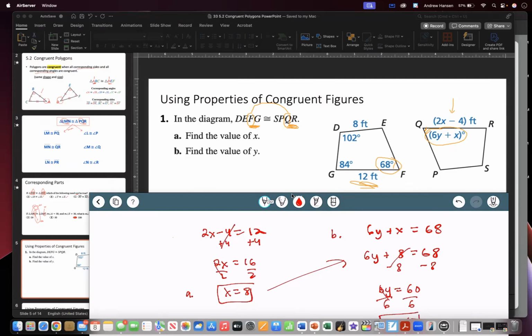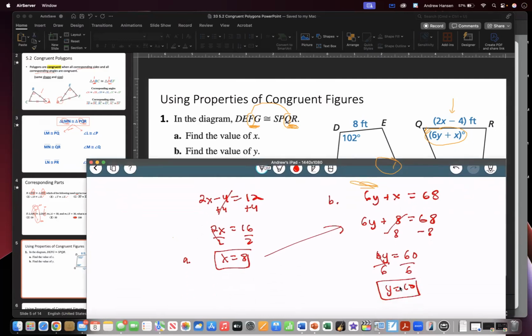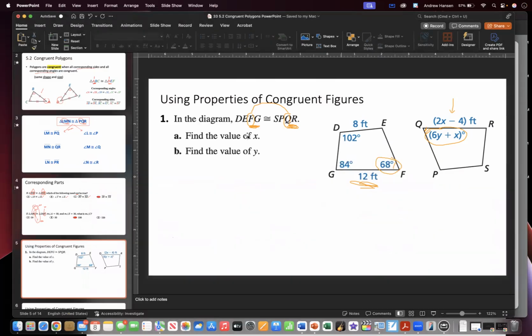So y would be equal to 10. So that's part B. Usually if this was just one letter, it doesn't really matter which one we do first, but I needed to find x first in order to find y.